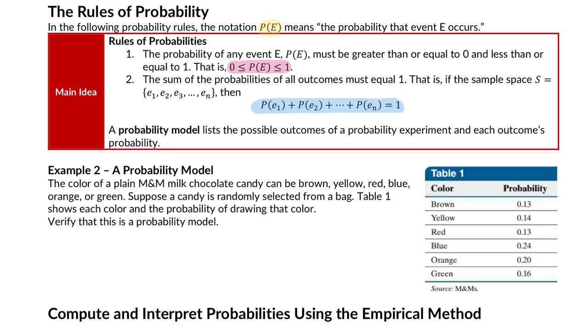So let's check this first one. We're just going to check and see if the table represents an actual probability model. It says the color of a plain M&M milk chocolate candy can be brown, yellow, red, blue, orange, or green. Suppose that a candy is randomly selected from a bag. Table 1 shows each color and the probabilities of drawing that color. We're going to verify that this is a probability model. So all we need to do is check number 1 and number 2.